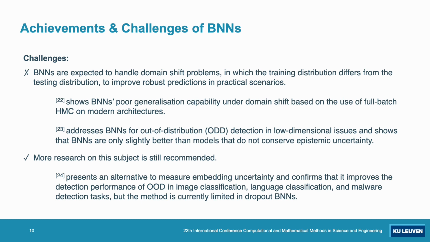The next challenge of Bayesian neural networks is that they are expected to handle domain shift problems to improve robust predictions in practical scenarios. The domain shift problem is that the training distribution differs from the testing distribution. A recent study shows that Bayesian neural networks have poor generalization capability under domain shift. The result is based on the use of full batch Hamiltonian Monte Carlo methods on modern architectures. It is also shown that Bayesian neural networks are only slightly better than models that don't consider epistemic uncertainty for out-of-distribution detection in low-dimensional issues. Therefore, more research on this subject is still recommended.